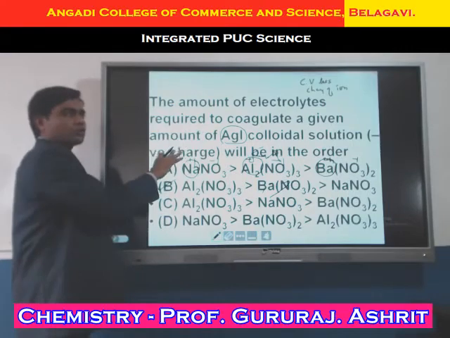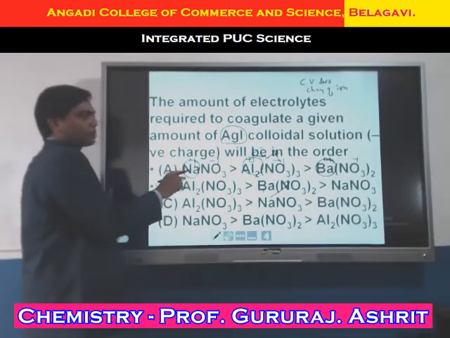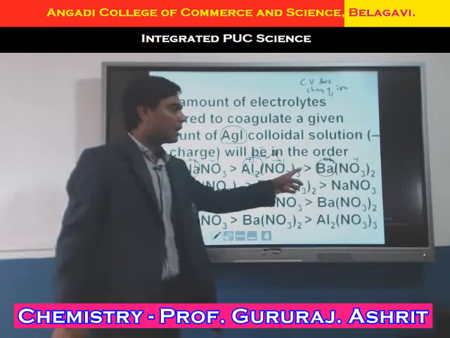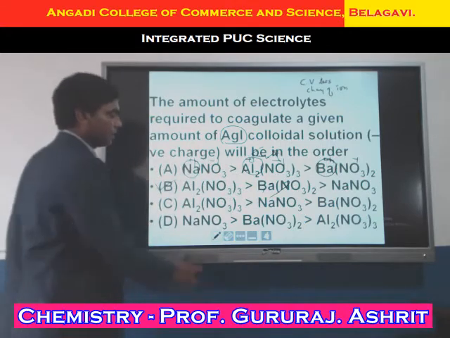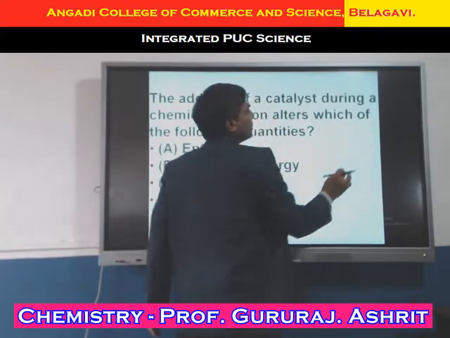If they give a positive charge colloid, go for the negative types. And here these options are not suitable for distinguishing by the negative ion, because all have NO3 minus, only the positive ions are different. Okay. Next question we'll move.